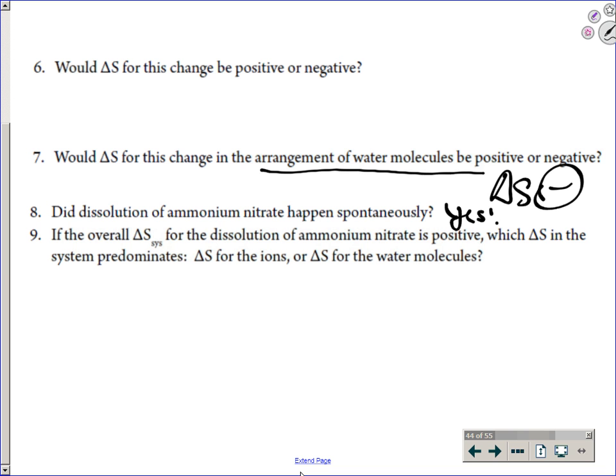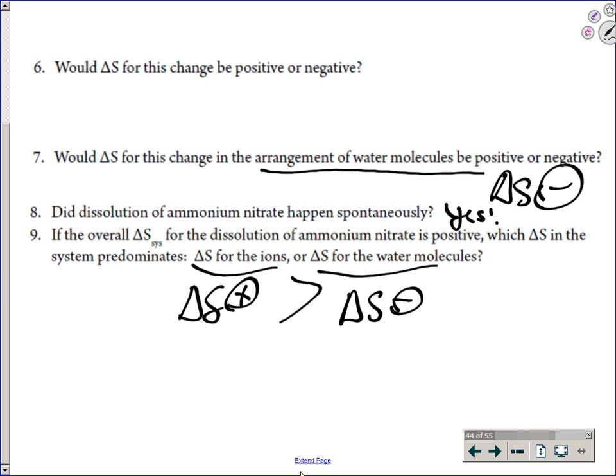So overall, if it is spontaneously occurring, which was more favorable? The delta S for the ions or the delta S for water? Good, the ions were the ones that drove the whole process. The ions were a positive delta S, whereas the water was a negative delta S. This must have been a much bigger value to drive the overall process to occur. All right, so that's our entropy talk.